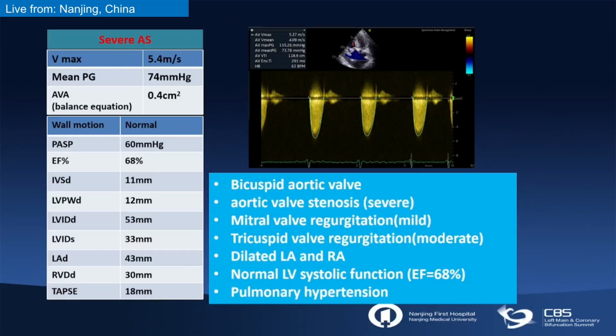So in conclusion, from the transthoracic echocardiography, this is a typical bicuspid valve with severe aortic stenosis. The mean gradient is 71 millimeters of mercury, and the maximum velocity is more than 5.4. And also with mild mitral valve regurgitation and mild to moderate tricuspid valve regurgitation, dilated RA, and normal LVEF of 68%, and mild pulmonary hypertension. Next.